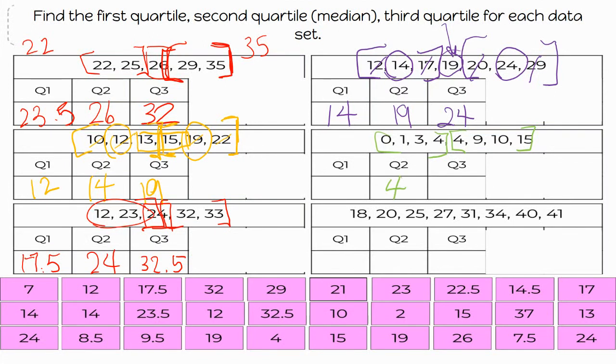The middle number of these upper is going to be between 9 and 10, which is going to be 9.5, because I counted in and I have an even number. These guys we're going to count in and we have an even number again. So between 1 and 3 is going to be a 2.